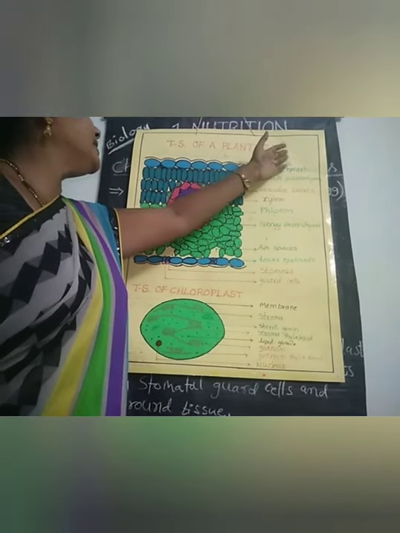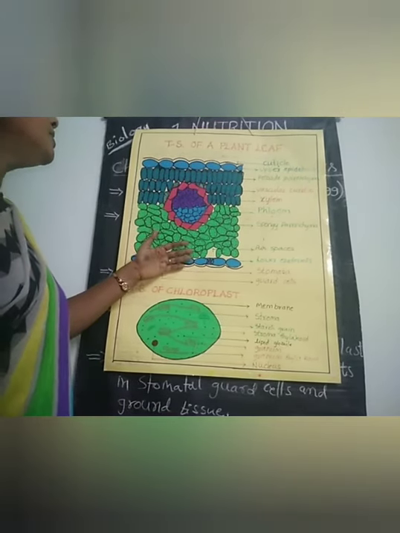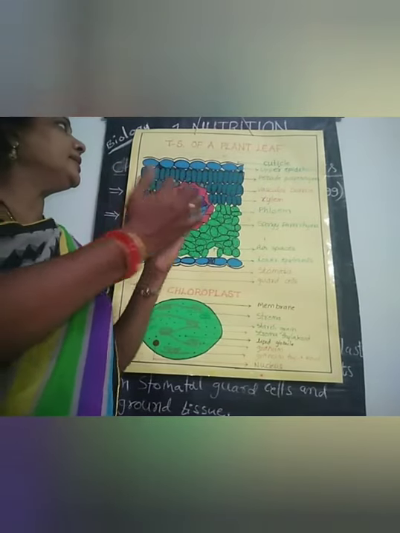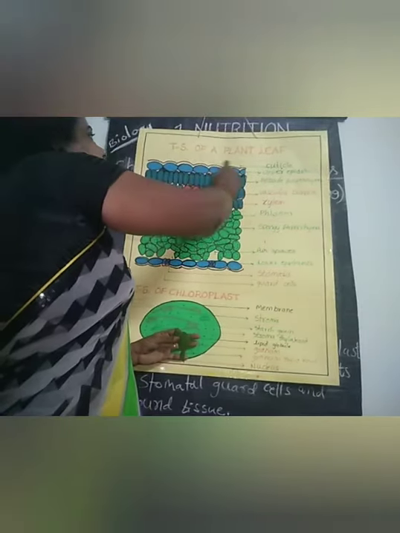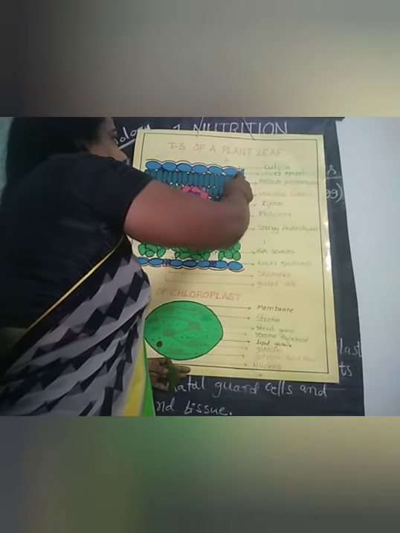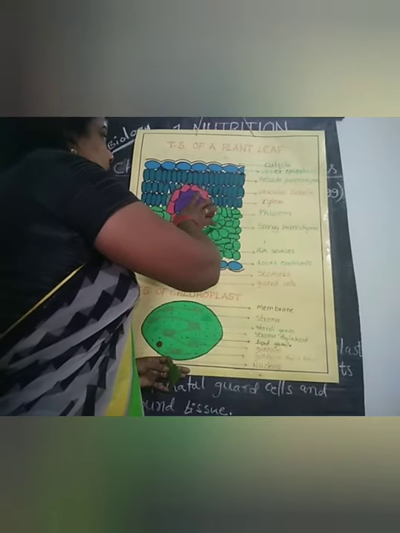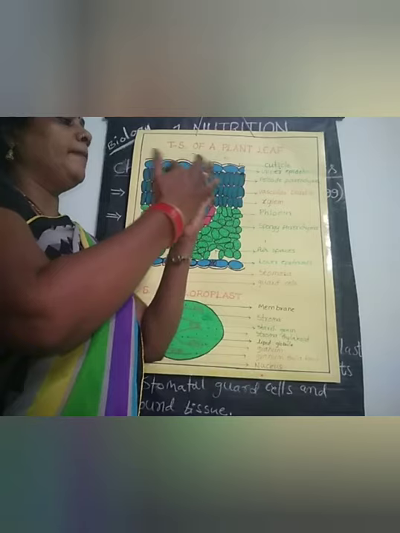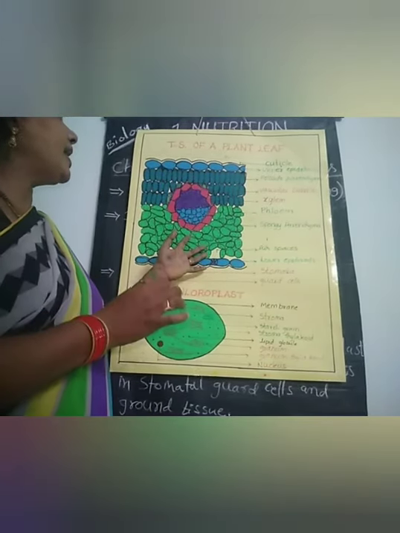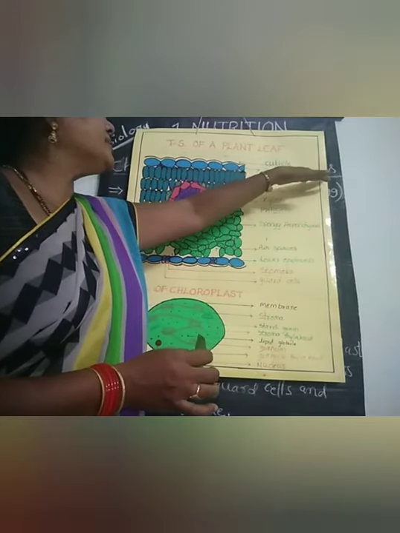Tears of a plant leaf. When we observe a transverse section of a leaf under the microscope, we can find over the leaf a transparent layer. Its name is cuticle. Below the cuticle, the upper epidermis is located, and here the lower epidermis. So this leaf is covered with upper epidermis and lower epidermis, and the center part lies below the epidermis.